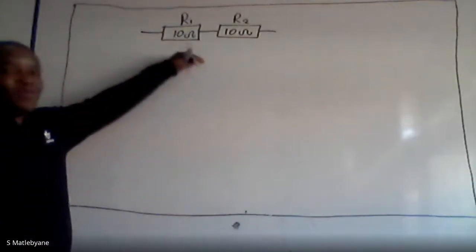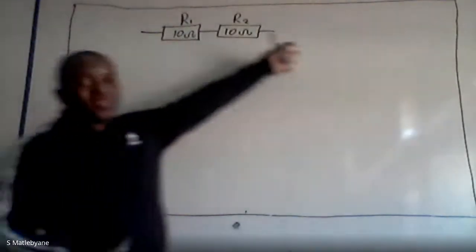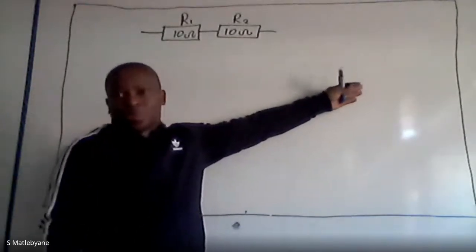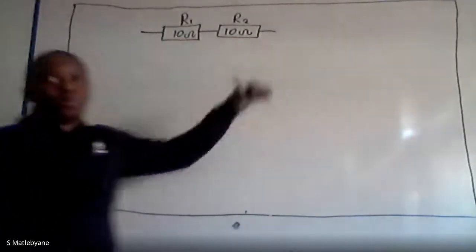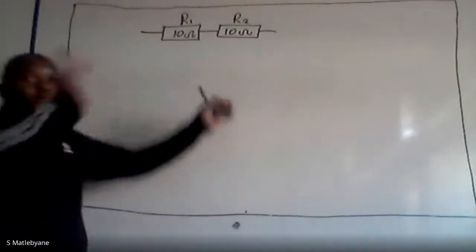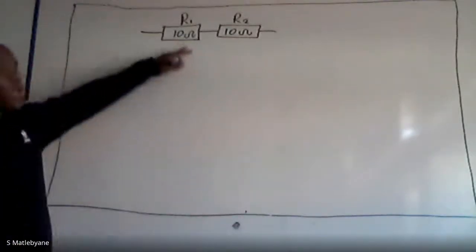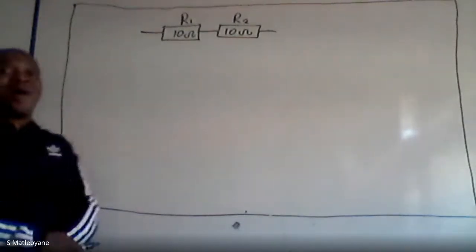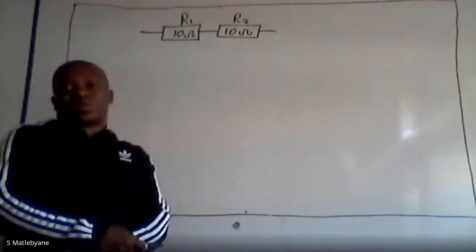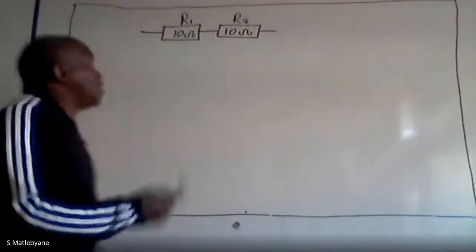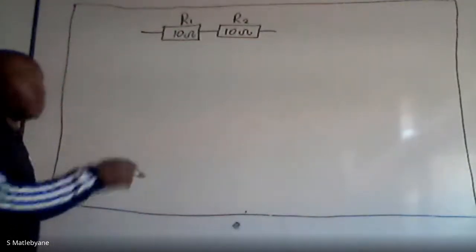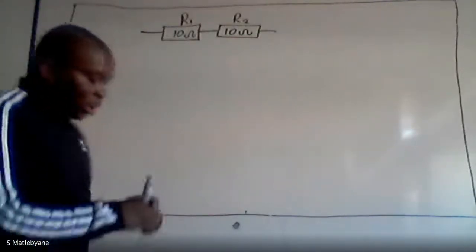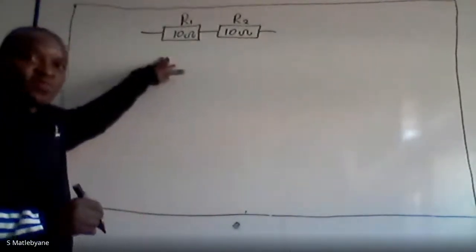So if you are given resistors like this, remember they can be 3, they can be 4, they can be 5, which is what we are going to get in the examination. I won't just give you 2. Or I can give you a combination of series and parallel, but we'll come to that later. So when they're like this, and the question says to you, calculate the total resistance. So this is just a simple circuit. We have 2 resistors. They say calculate the total resistance of the circuit.